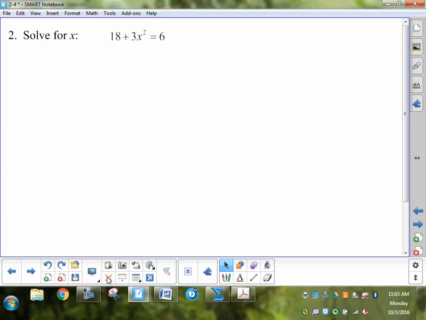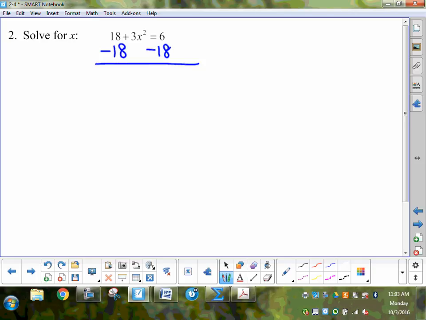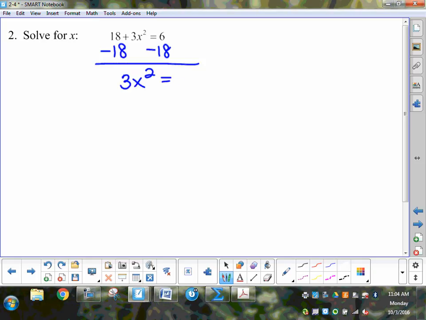Here's my question for number 2. And, Alexa, what would you do to start this off? How many answers am I going to get to this question? 2. Why? What kind of equation is it? How'd you know that? Perfect. So I'm going to subtract 18 from both sides, so that leaves me with 3x squared is equal to negative 12. What are we going to do next from here?